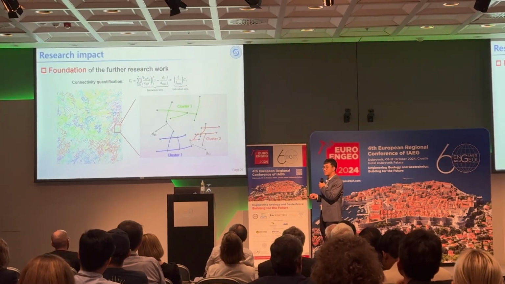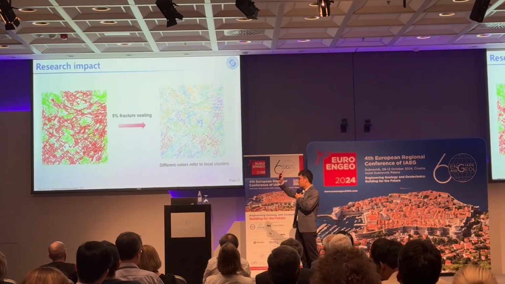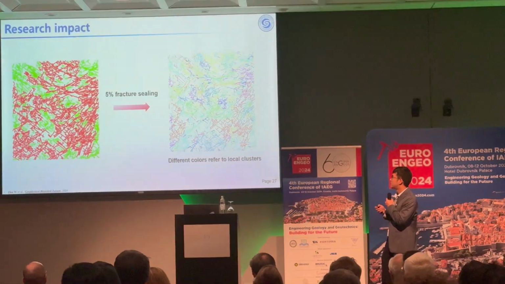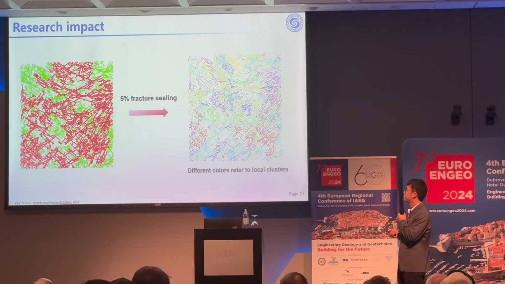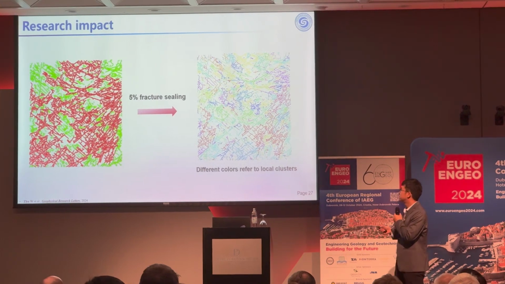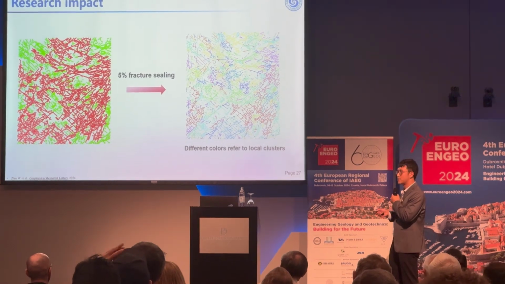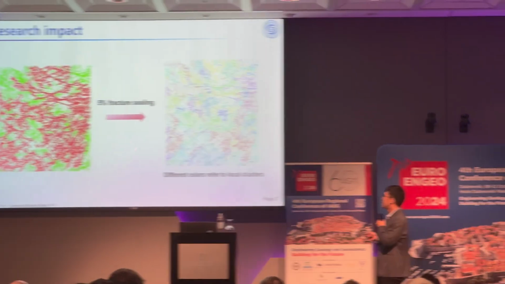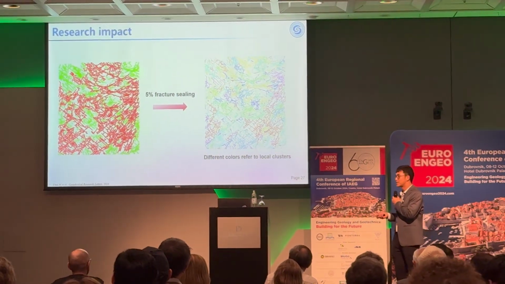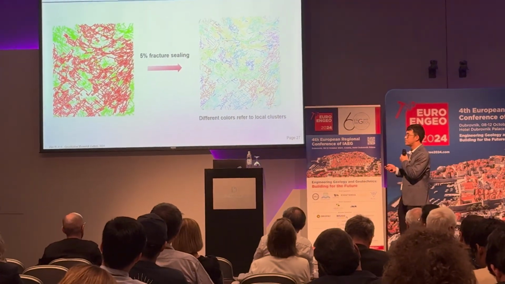So why do we need the quantification? Because we want to investigate the influential factors for the connectivity. Connectivity is a very important property for fracture networks. So with the quantification, we can quantify the influential factors, for example, fracture sealing. This is a very well connected fracture network. If you consider all the fractures are open, then it will have very good connectivity, like this. But if some fractures are sealed by cements, or the apertures are reduced by compressive stress, then it will be a totally different case.